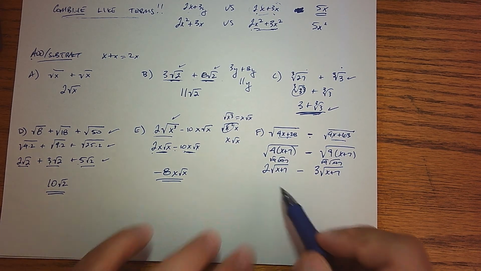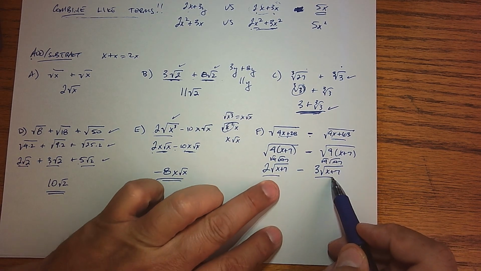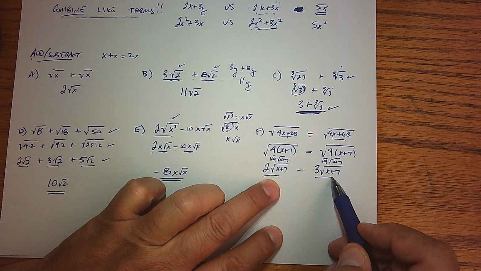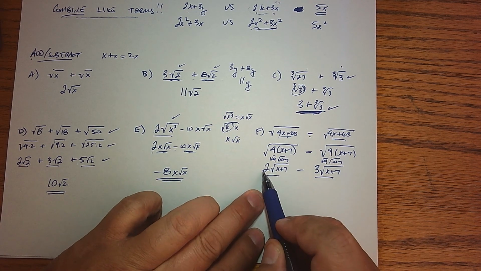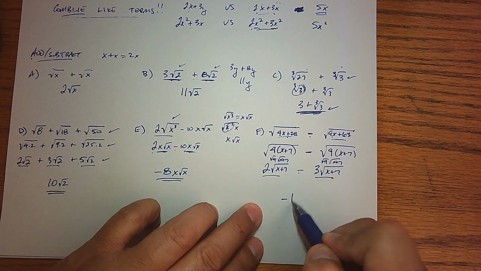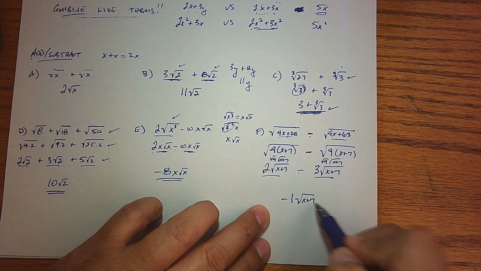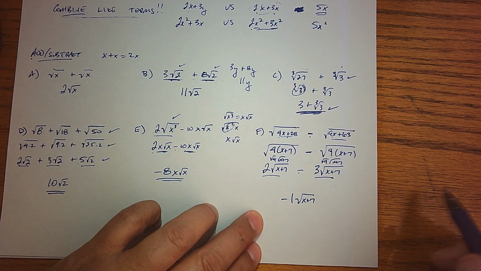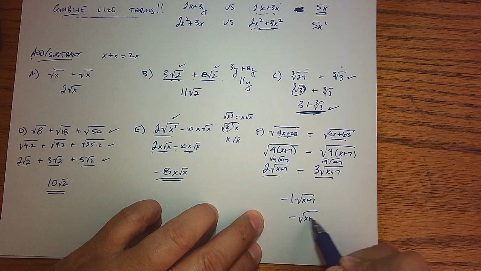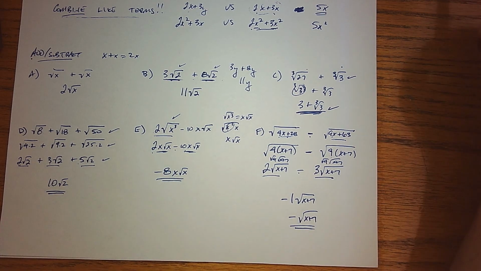Okay. Now what we take a look at, notice that the radicals are the same. They're both the square root of x plus 7. So I have 2 of them. I'm taking away 3 of them. So technically I have negative 1 times the square root of x plus 7. Of course, that's just probably going to be written like that in the answer in the back of the book.